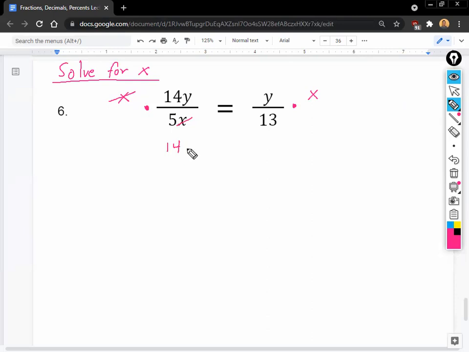If we rewrite this, it'll be 14y over 5, which is equal to x times y divided by 13. So we multiply by x on both sides because we want x on the top. And then from there, it's just regular algebra. Since I have 13 on the bottom of the fraction, how can I get rid of that 13? Yeah, multiply by 13. So I'm going to multiply by 13 on this side. And then let's see if we can get rid of two in one step. How can I bring the y to the other side?